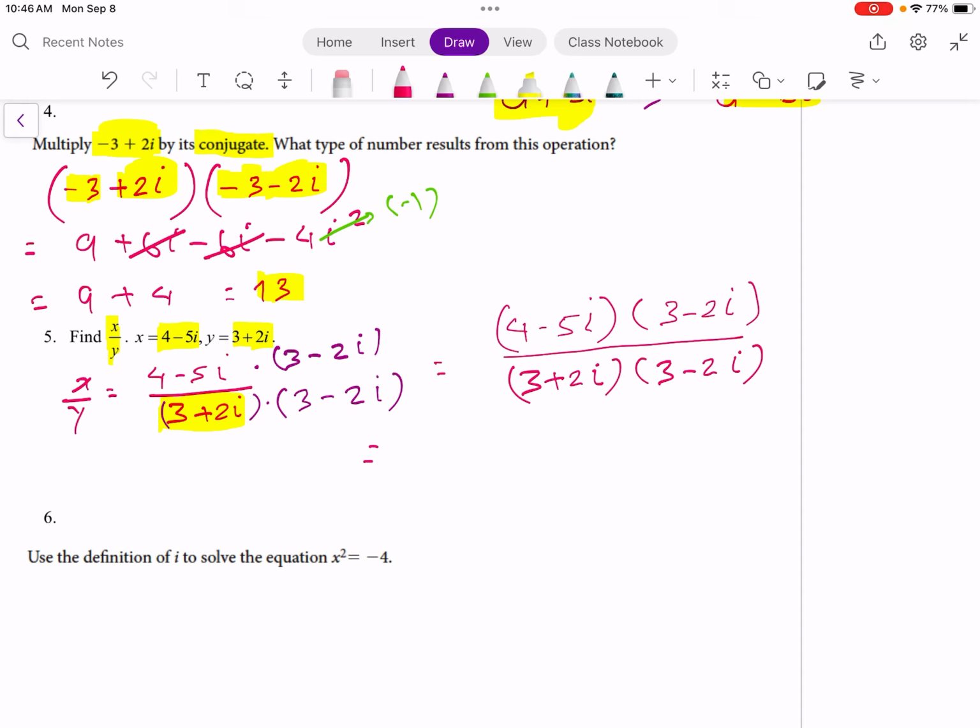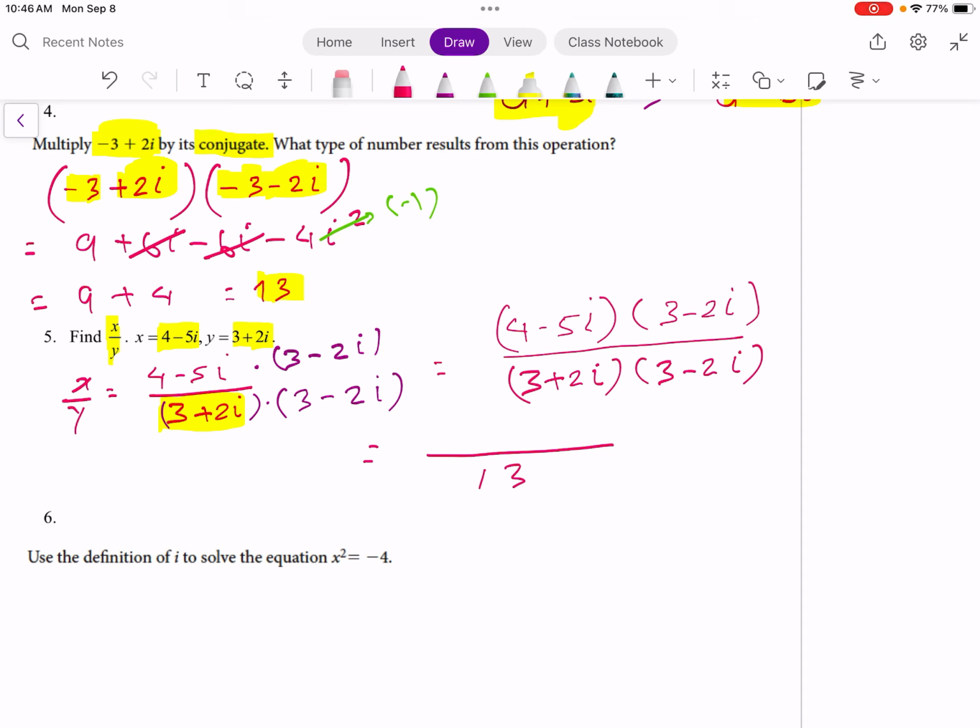Does anyone have a final answer in the numerator? In the numerator, we will get a complex number for sure. Do we have that complex number in the numerator? 13. Oh, 13 is the denominator, okay. So the final denominator is 13. That's a real number, because we multiplied a complex number by its conjugate. Does anyone have a numerator?